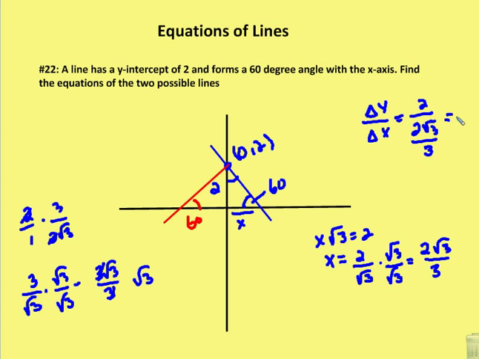So I know my slope is going to be root 3 when it's positive, and it's going to be negative root 3 when it's a negative slope. I know my y-intercept, so I have y is equal to plus or minus root 3 x plus 2 as my y-intercept.